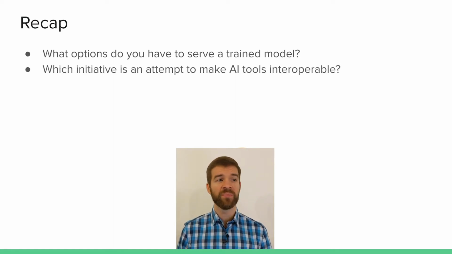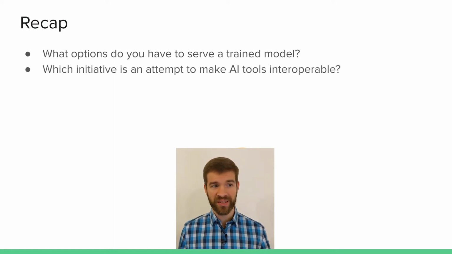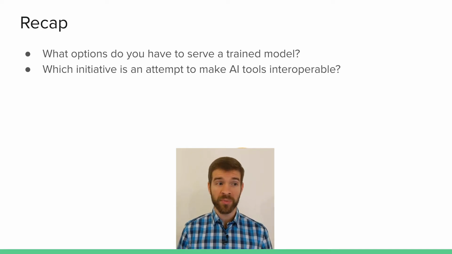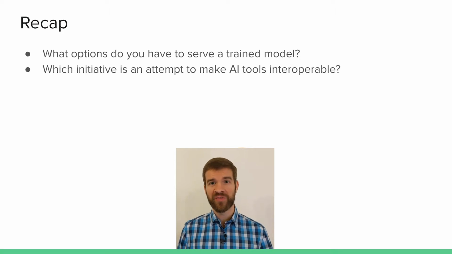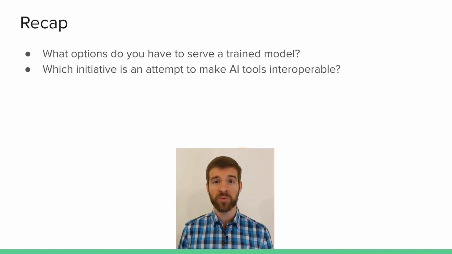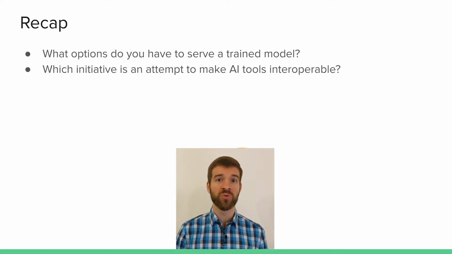Which initiative makes an attempt to make AI tools more interoperable? That would be ONNX, the Open Neural Network Exchange, which is a set of companies that tried to sit together, define a way how you can export and import neural networks in such a way that you can switch from one tool to another one.